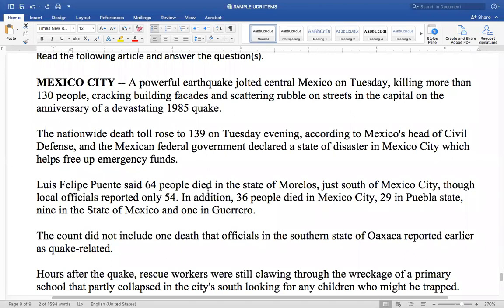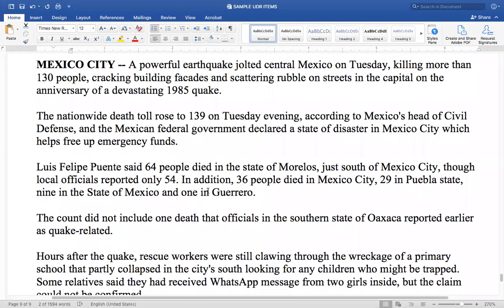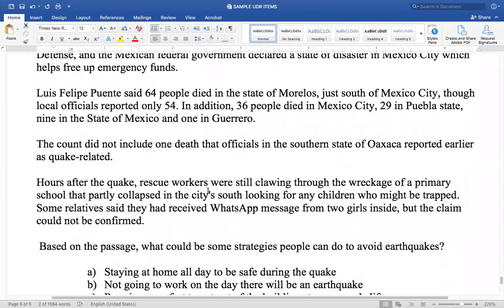Mexico City. A powerful earthquake jolted central Mexico on Tuesday, killing more than 130 people, cracking building facades and scattering rubble on the streets in the capital on the anniversary of a devastating 1985 quake. The nationwide death toll rose to 139 on Tuesday evening, according to Mexico's head of civil defense, and the Mexican federal government declared a state of disaster in Mexico City, which helps free up emergency funds. Luis Felipe Puentes said 64 people died in the state of Morelos, just south of Mexico City, though local officials reported only 54. In addition, 36 people died in Mexico City, 29 in Puebla State, 9 in the state of Mexico, and 1 in Guerrero.